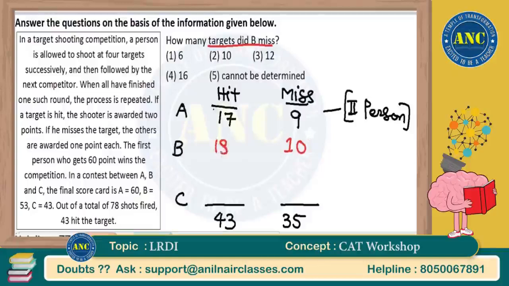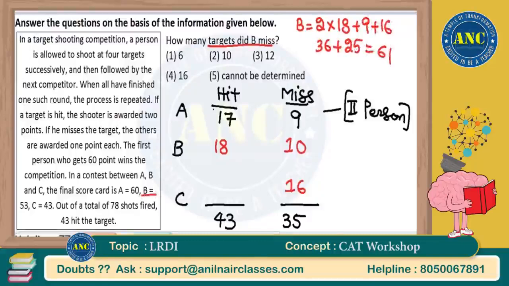If I call it the first person, it will be 28. Total will be 35, so remaining is 16. What will be the score of B? If I hit the target, I will get 2 points, like that 2 into 18. Competitor misses the target, I will get 36 plus 25, which is 61. But the score of B is 53. That means my assumption is incorrect.